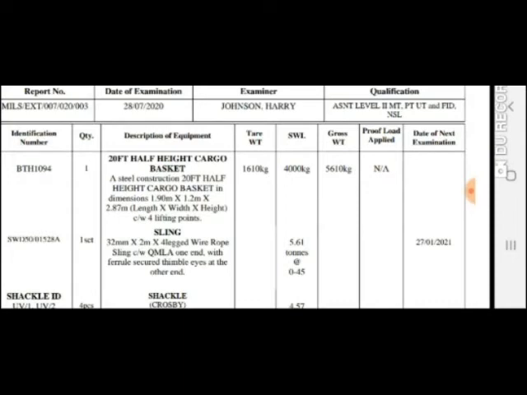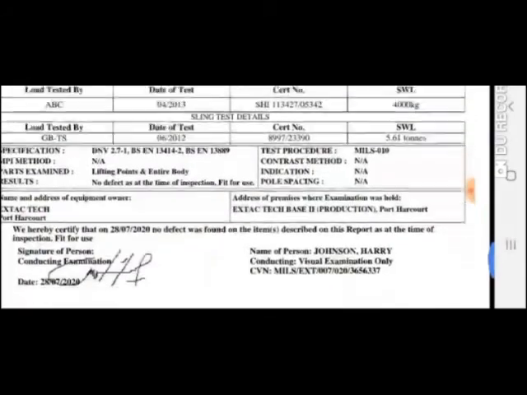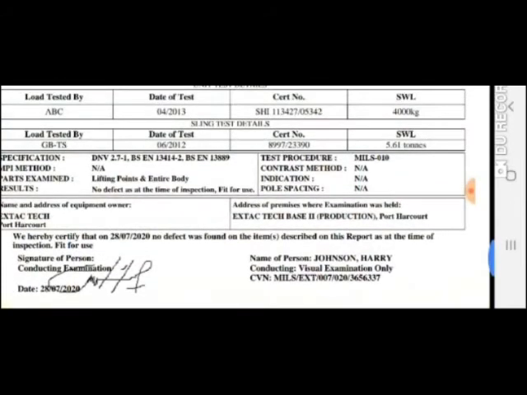So this is the name of the inspector, Johnson Harry. Everything is nicely placed. This is the report number, and here is the certificate verification number, which we have there. And this is the signature of the inspector, and it's a visual, as you can see here, conducting visual examination only, and everything is nicely placed. No defect as at the time of inspection, fit for use.